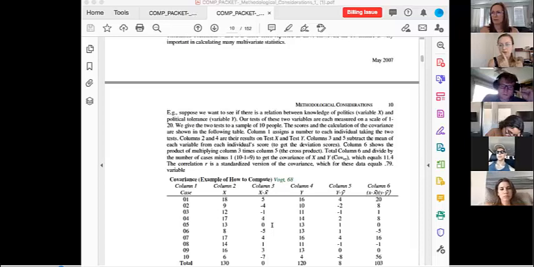Could you have one without the other? Like, could you have reliability without validity, and validity without reliability? Yeah, you can. You can have reliability without validity, but you can't have validity without reliability. Why is that?